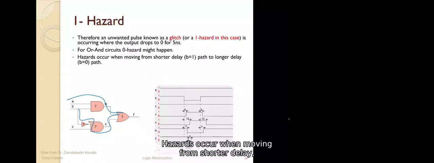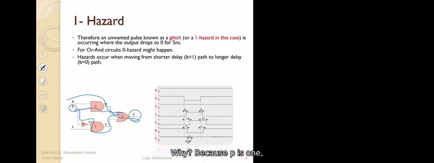Hazards occur when moving from the shorter delay, where B is 1. In the shorter delay, when B is 1, it uses this path to make Y 1. Because B is 1 and A is 1, W becomes 1, and 1 OR anything would be 1. This is the path by which B makes Y 1 at the shorter path. But when B is 0, it uses this path to make Y 1. So hazards occur when moving from the shorter delay, B equal to 1, to the longer delay, which is the B equal to 0 path.